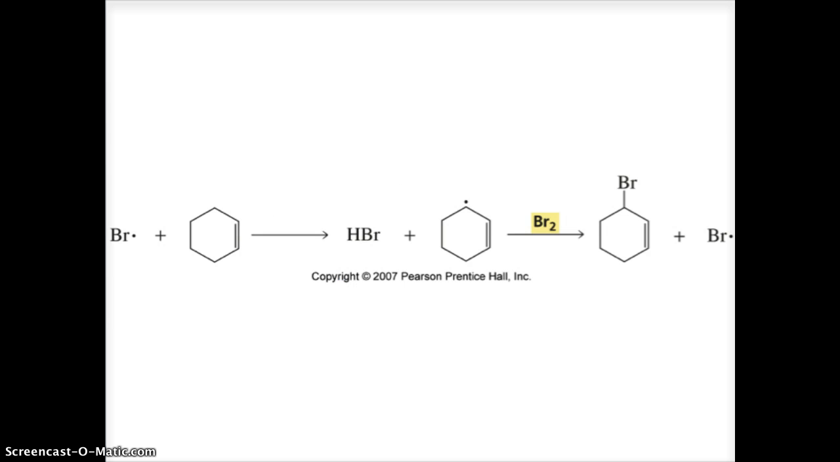Okay, now on the next slide, we have the reaction of cyclohexene with the bromine radical. This is another example of radical substitution of an allylic hydrogen. Notice, this is the allylic carbon, and we have now substituted bromine for the allylic hydrogen. The bromine radical abstracts a hydrogen from the allylic carbon, and the allylic radical then abstracts a bromine from the molecular bromine that's present, forming the product.